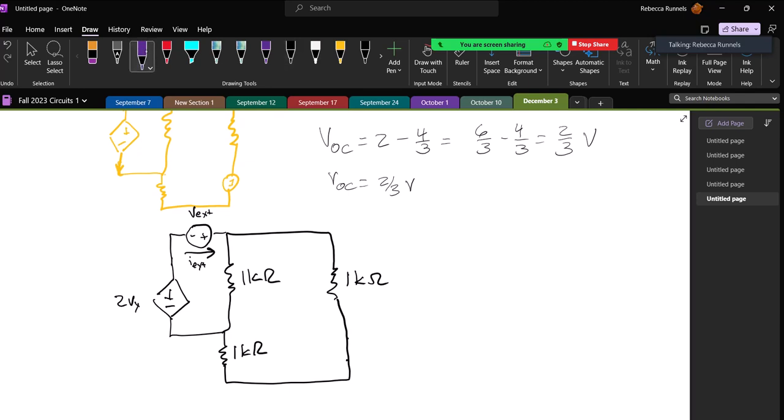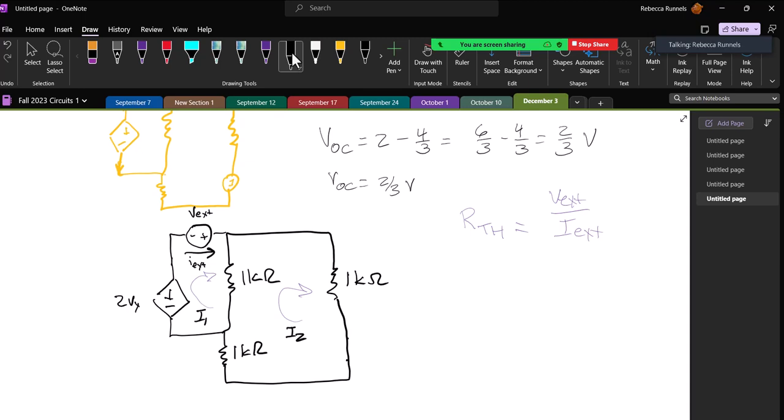And then I did a mesh analysis, because what I'm looking for, R Thevenin, equals V external over I external. So that's what I'm trying to find, is R Thevenin. I call this one I1, and I'll call this one I2.